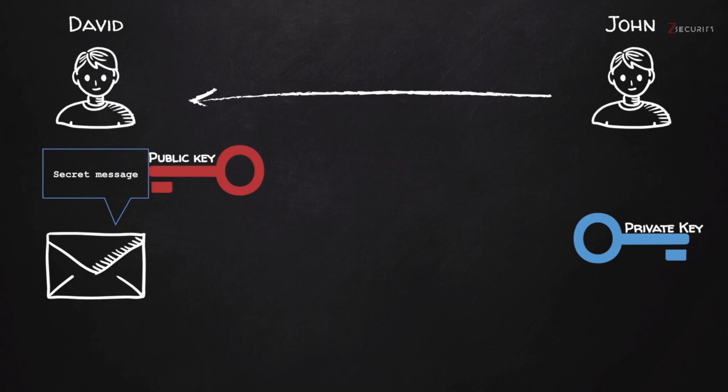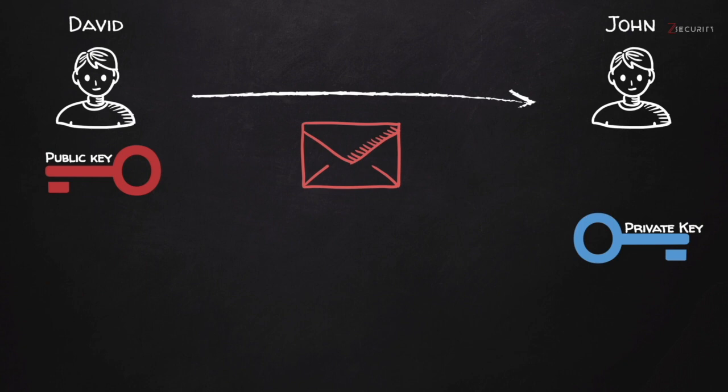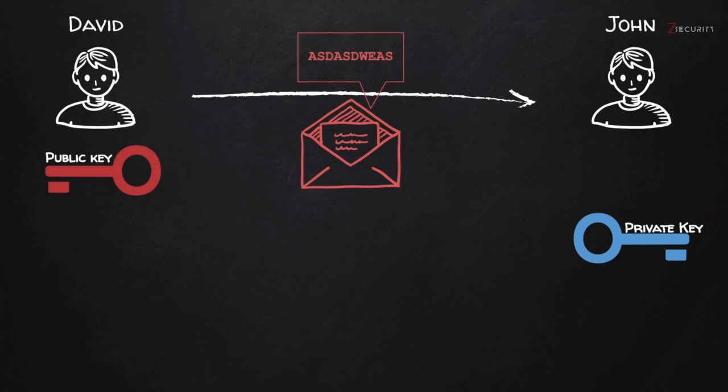So the public key can be shared with anybody. You can actually make it public on the internet, on key directories. It doesn't really matter because it cannot be used to determine the private key. Therefore, it's completely safe to share the public key. So David receives the public key. He uses the public key to encrypt the message. The message is sent using any method. It doesn't really matter. And even if it's intercepted, it's going to be gibberish.